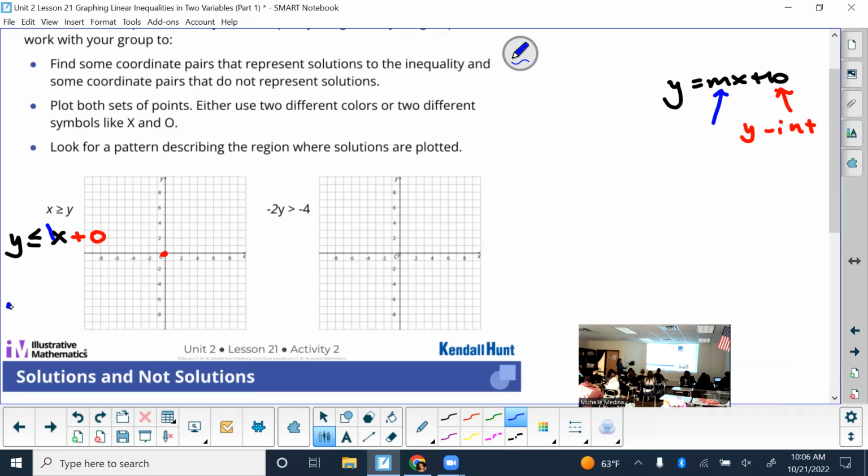Now, slope is supposed to be rise over run. So if my slope is 1, my rise is 1 and my run is 1. So then slope should be a fraction. If it's a whole number, all whole numbers are over 1. So then from your y-intercept, go up 1 over 1, up 1 over 1, until you have enough to make a straight line. But remember, you have to use a symbol to tell you if it's solid or dashed. So what is it?